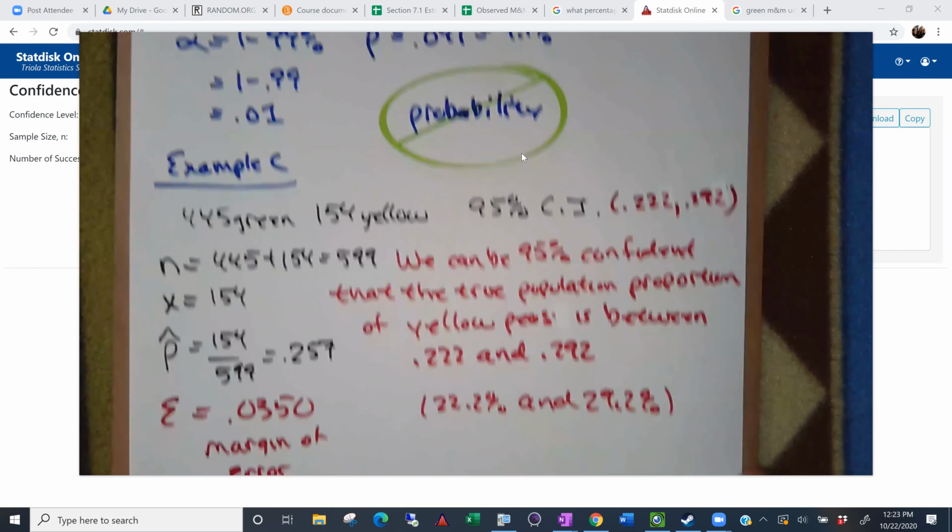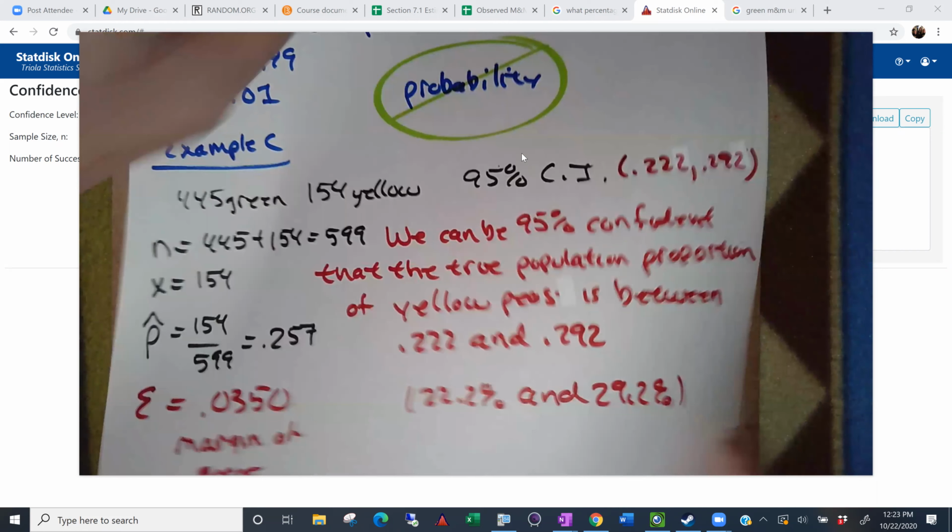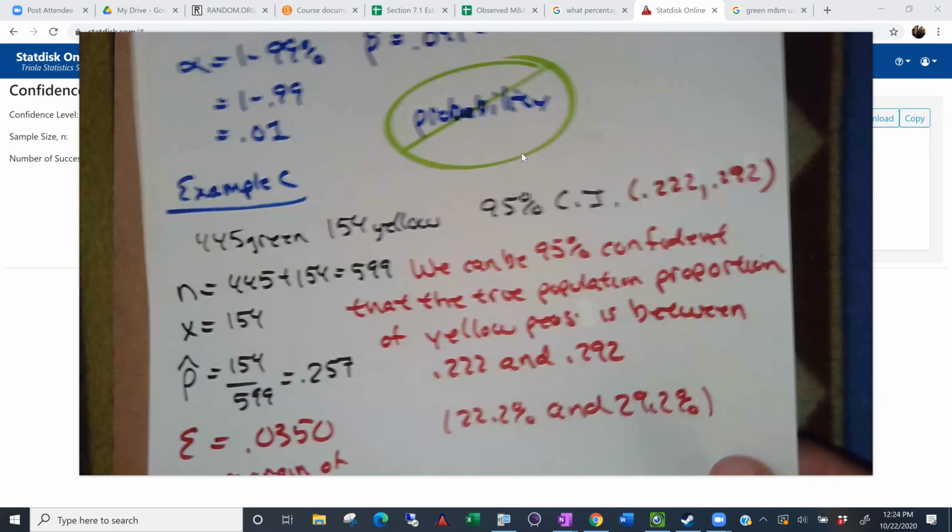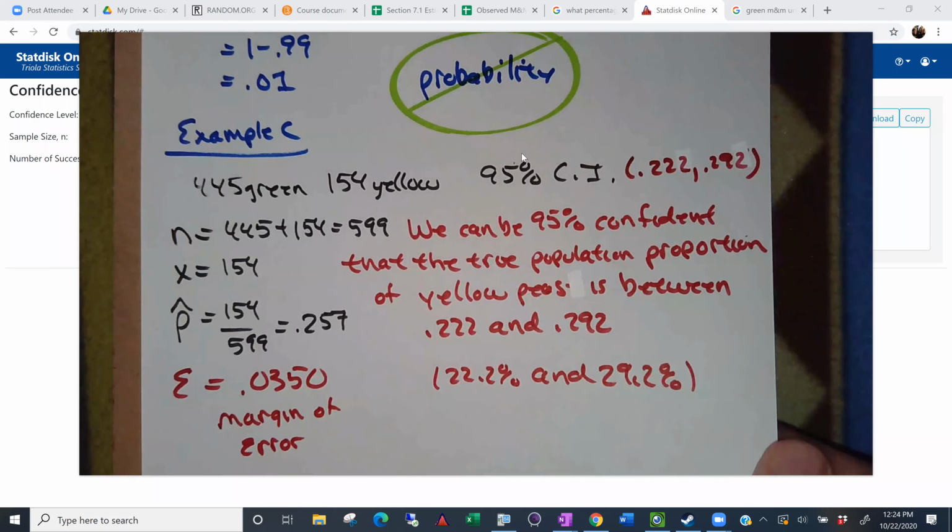Okay. Let's continue this way. Any questions before I move on from example C? There's a couple of little things we've got to cover before I let you go here.